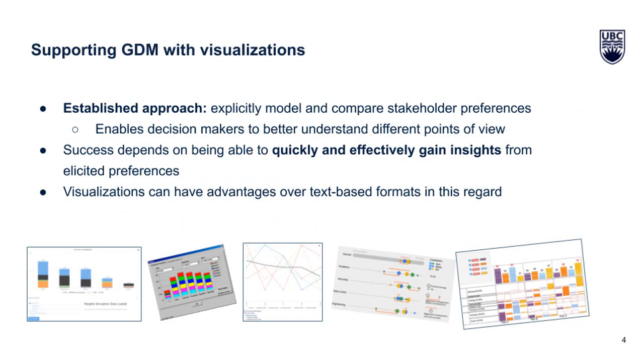One approach that is grounded in literature is to explicitly model and compare stakeholder preferences. This allows stakeholders to not only understand different points of view, but also reflect on their own preferences. Ideally, stakeholders should be able to update their own preferences based on this reflection, resulting in an iterative process of preference elicitation and inspection. Success in this endeavor depends on being able to quickly and effectively gain insights from elicited preferences. Visualizations are better suited to this task than text-based formats such as spreadsheets, because they leverage the pattern recognition and pre-attentive capacities of the human visual system.